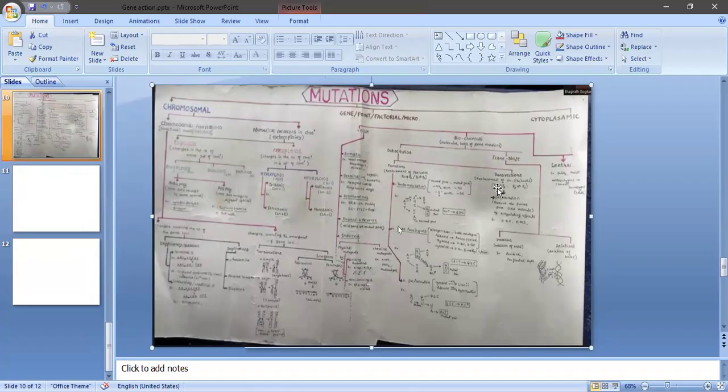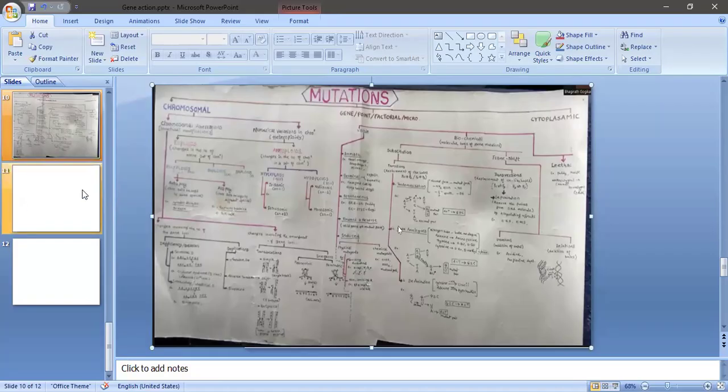Transition is nothing but replacement of a purine or pyrimidine by another purine or pyrimidine in a polynucleotide chain, that is known as transition. The second type is transversion. Transversion is nothing but replacement of a purine by a pyrimidine or vice versa. It is called transversion.